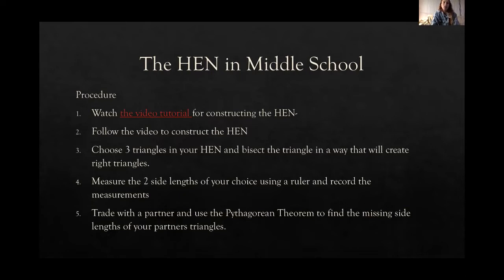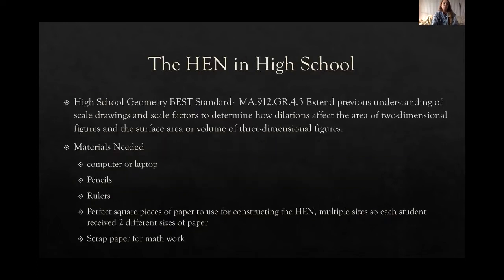And then they can choose 3 triangles in their construction, bisect the triangle in a way that will create right triangles, measure the 2 side lengths of their choice with a ruler, record the measurements, and then they can trade their construction with a partner and use the Pythagorean theorem to find the missing side lengths of their partner's triangles.